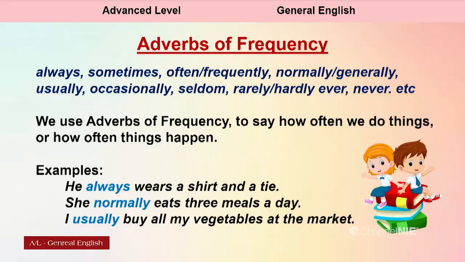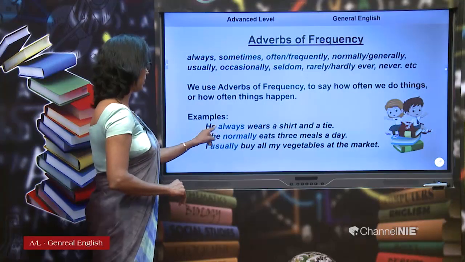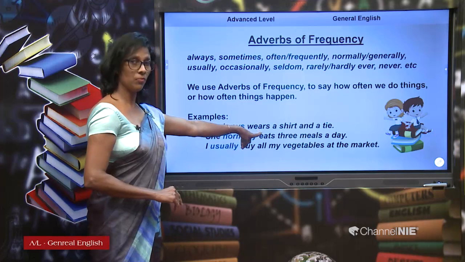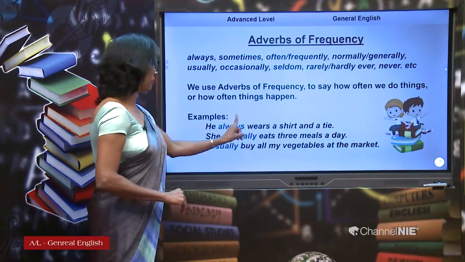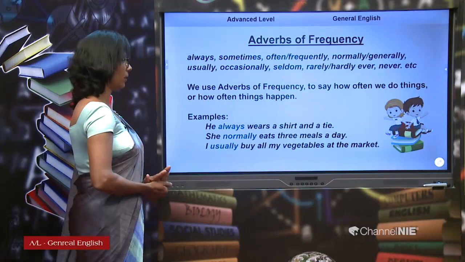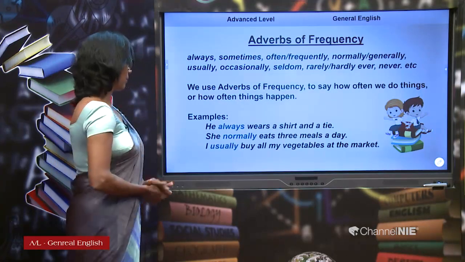So, what is the place of the adverb here? Wears is the verb, eats is the verb, buy is the verb in these 3 sentences, and the frequency adverb has come just before the main verb, right. So, he wears: subject, verb, and in between the frequency adverb always has come. We have to place these frequency adverbs before the verb when there is an action verb or main verb, right. My next slide will help you understand these things.